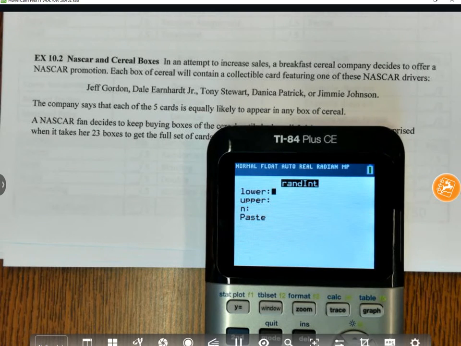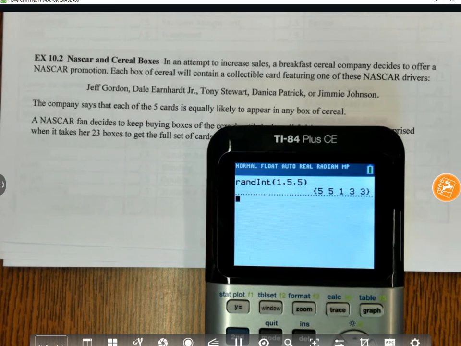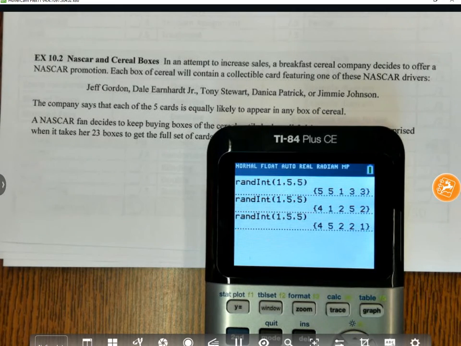1 through 5. I can tell my calculator I want the lowest number to be 1, the highest number to be 5, and just for the sake of simplicity in counting how many times it took, I'm going to say give me 5 numbers per line. It is only giving me those digits. So when you are using your calculator, make life easy. If everything's equal, just use the numbers that you need.